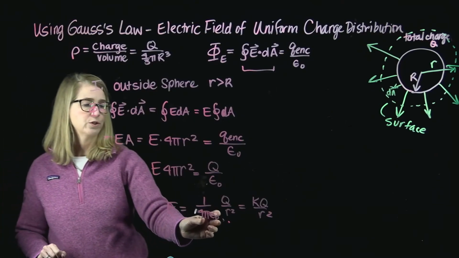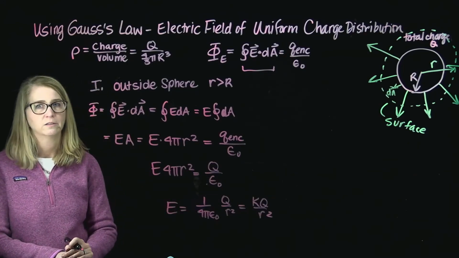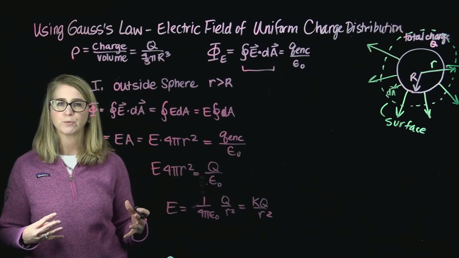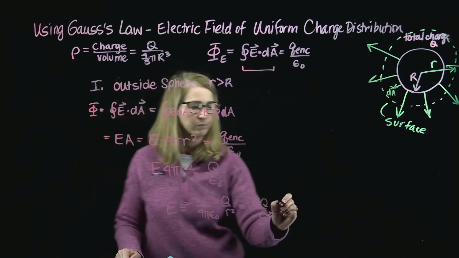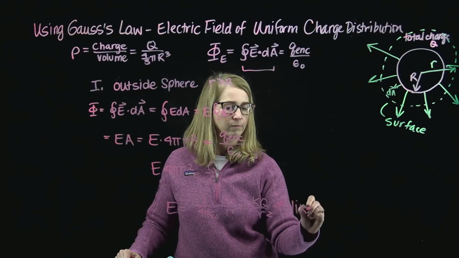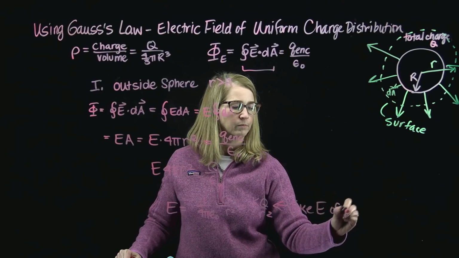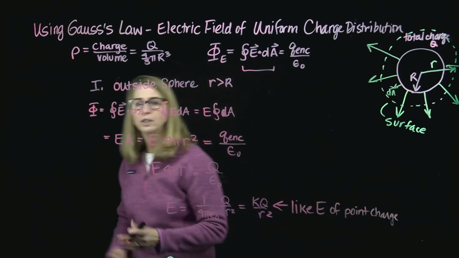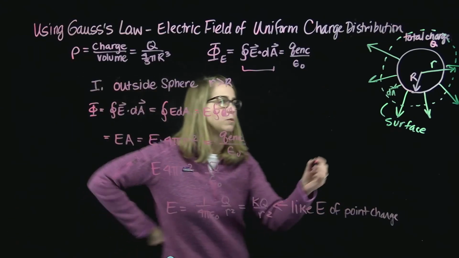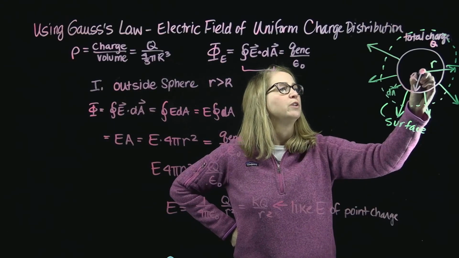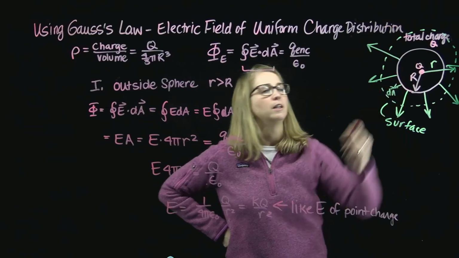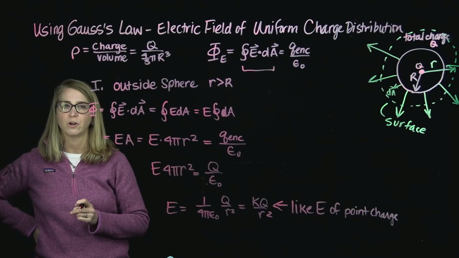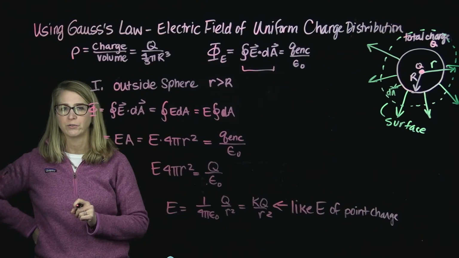I still prefer to replace it by the k because it's less to write. I mean, come on, looks simpler. But what I want you to notice about this expression is, what does this look like? It looks like the electric field of a point charge. It's almost like this whole big sphere created an electric field equal to the electric field of a point charge if the point charge was right at the center of our sphere.